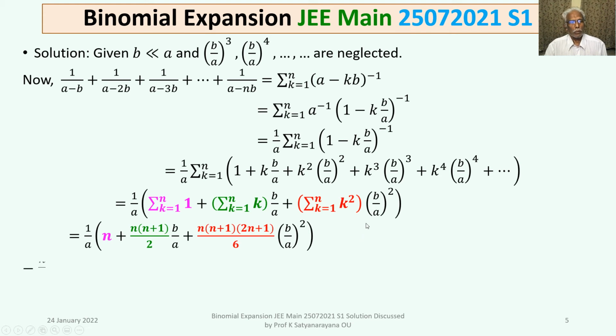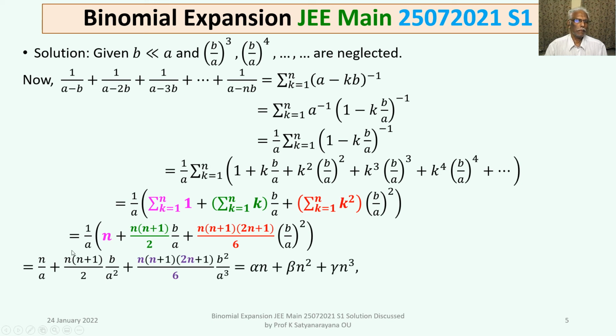Now we take 1 by a inside, that is n by a plus n into n plus 1 by 2 into b by a square plus n into n plus 1 into 2n plus 1 by 6 into b square by a cube, and that is given to be equal to alpha n plus beta n square plus gamma n cube.